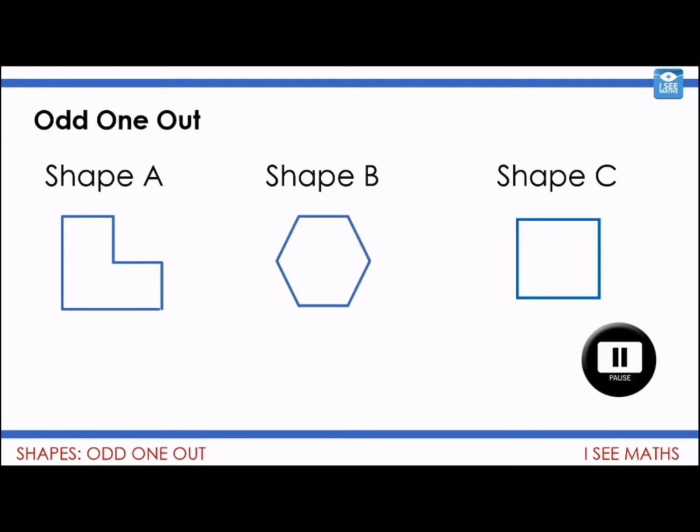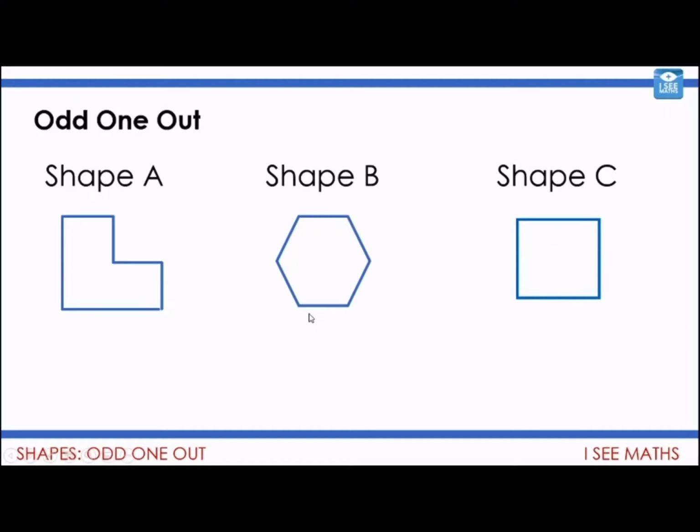Well, I wonder. It must be shape A that's the odd one out. Because look, all of the angles in shape B are the same, and all the lengths of the sides are the same. It's a regular shape. So is shape C. Look, those 4 sides are the same length. The angles are the same. Shape A is the odd one out.